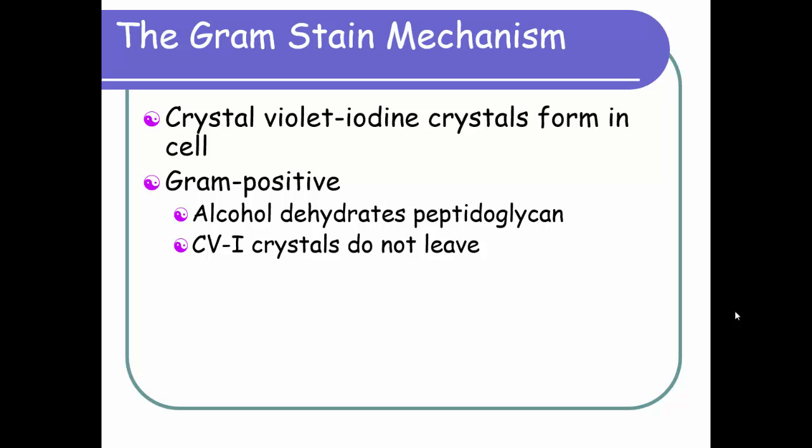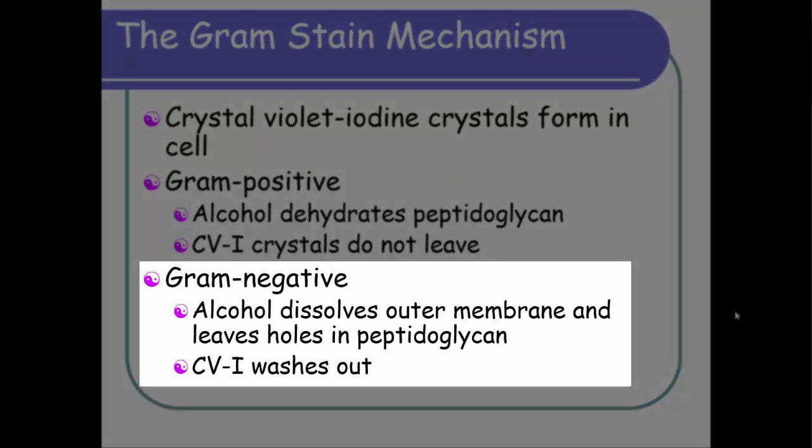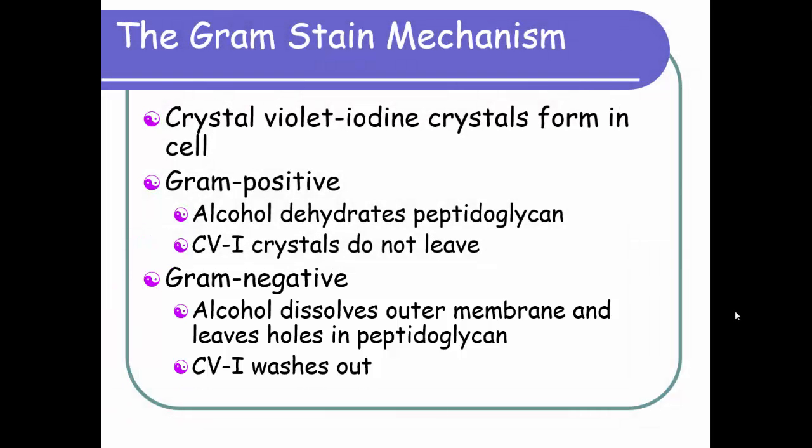Whereas in gram-negatives, the alcohol actually dissolves the outer phospholipid membrane because it's a fat, and will punch holes in that thin layer of peptidoglycan. Therefore, the decolorizer will wash the crystal violet iodine crystals out of the gram-negative, leaving them colorless. Then when we put the secondary safranin stain on, the gram-negatives take up that reddish-colored stain and appear reddish-pink.